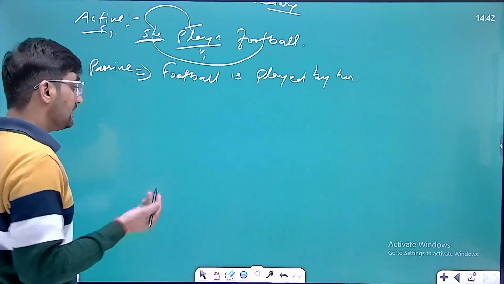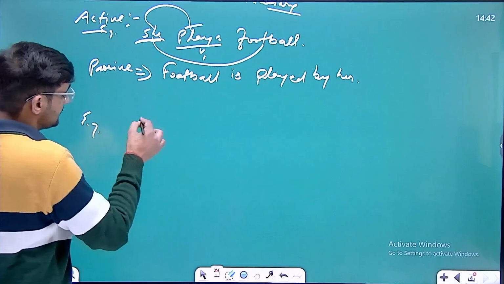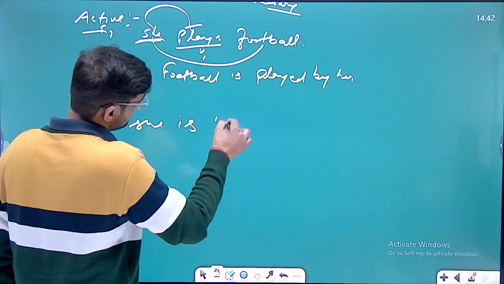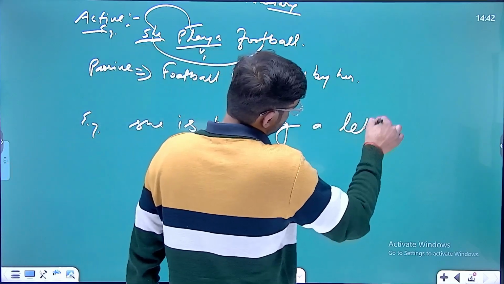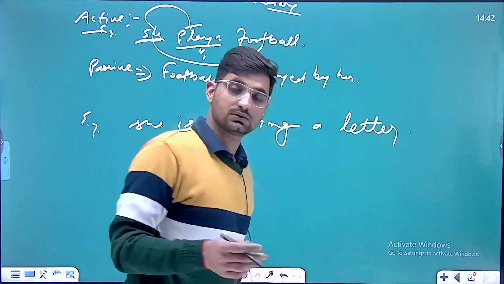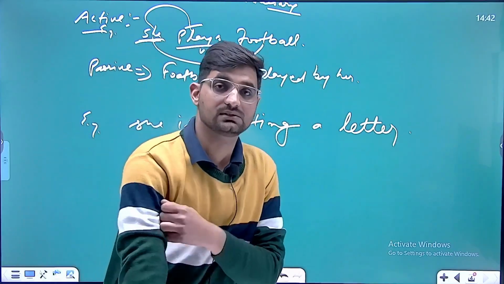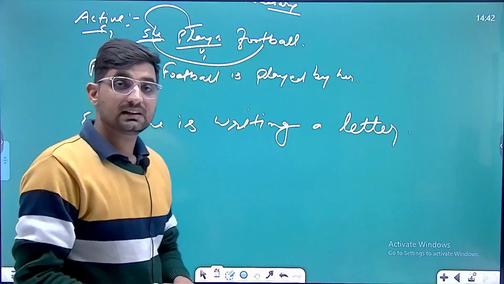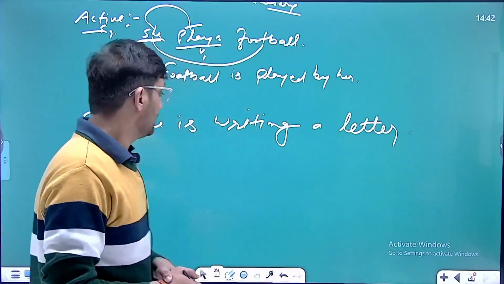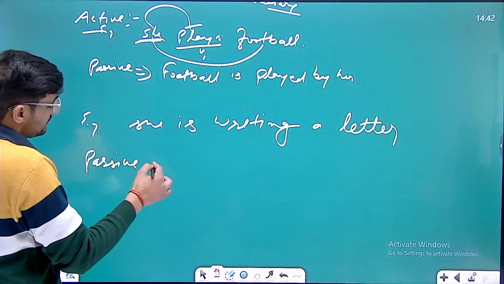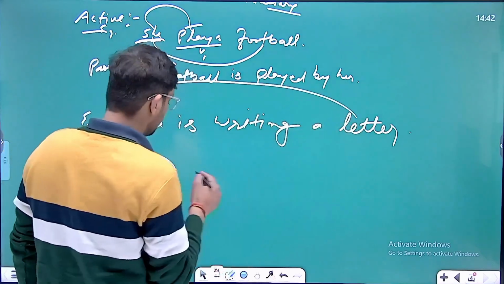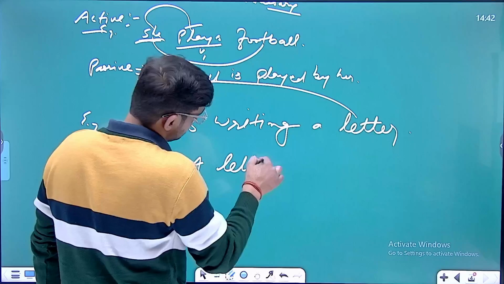Okay. Suppose I write here one more sentence. She is writing a letter. No doubt the given sentence is in active voice, as we can see that the subject is performing the action of writing. Understood. Now let's change the given sentence into passive. It's very simple. First we'll interchange the subject and the object. We'll write here a letter.